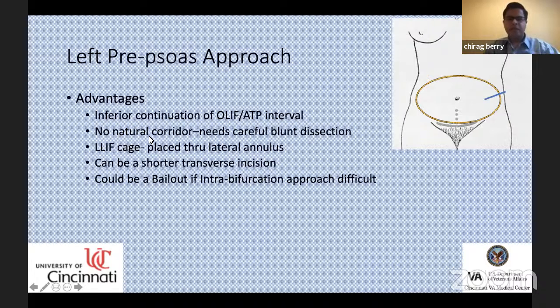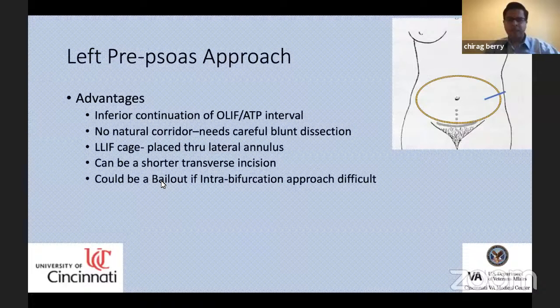Now, because there's no natural corridor, you have to carefully dissect down and create that corridor. But it's easy to do because you're basically continuing the plane between the psoas and the midline vessels on the left side, which you're normally used to for levels above L5. You're placing a lateral cage through the lateral annulus, so you're able to put a much wider cage to get a good amount of support on the lateral portions of the end plates. You can have a short transverse incision like it just described.